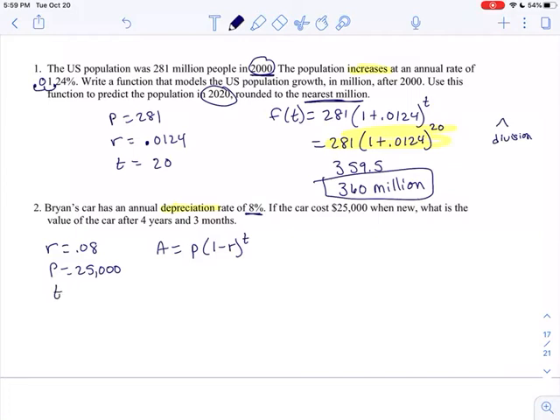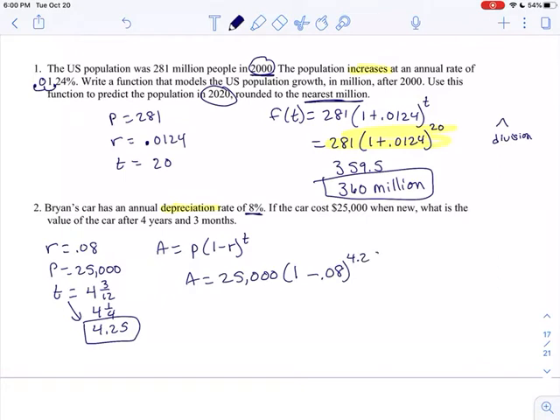So my P is 25,000. What is the value of the car after 4 years and 3 months? Now, I need to make that time into a decimal because I can't talk about years and months. If I have 3 months and a year has 12 months, 3 out of 12, so basically I have 4 years and 3 months, which is 4 1/4, but I'm just going to make that 4.25. So that's the number that I'm going to use for my time. I just wanted to show you where that number came from though.